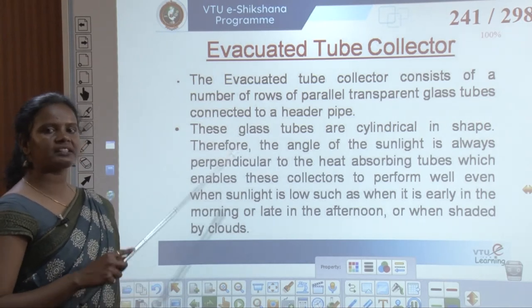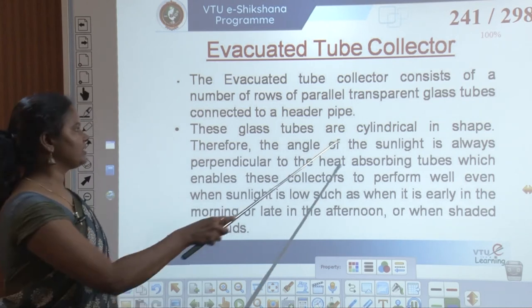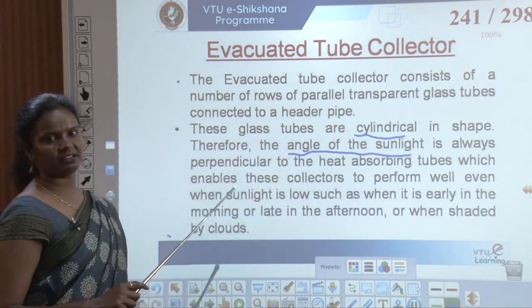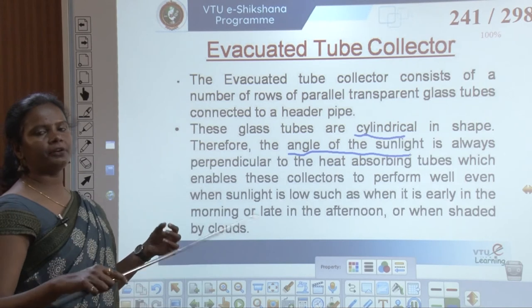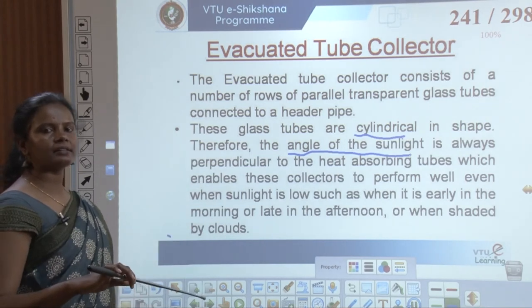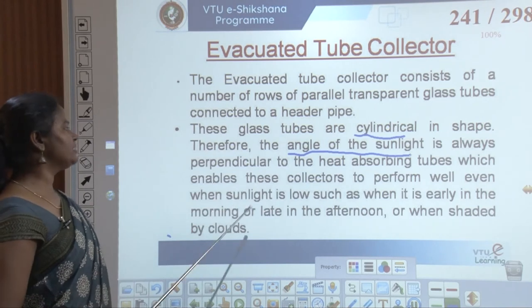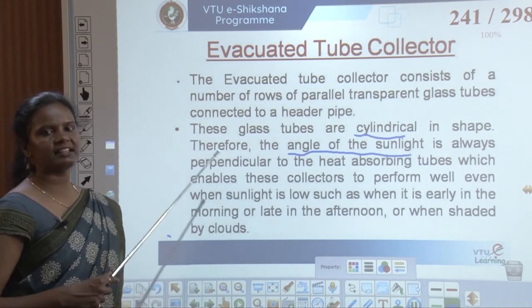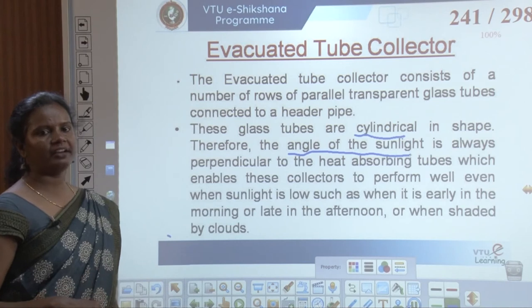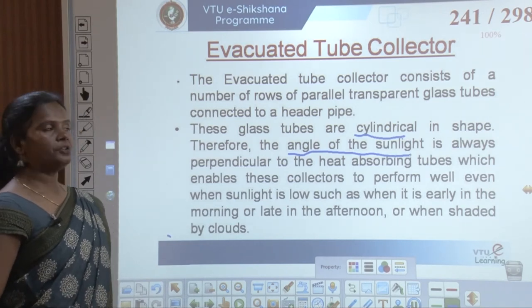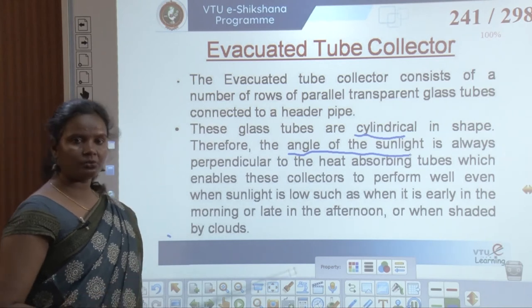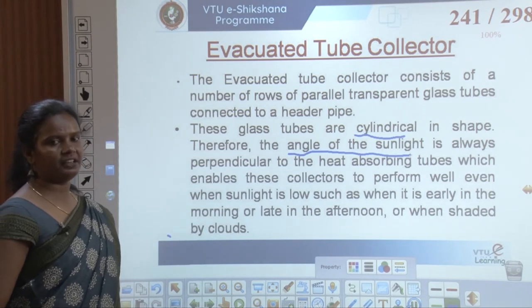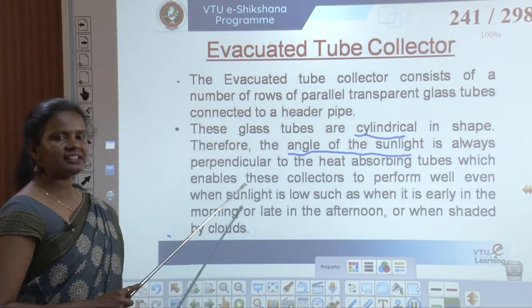These glass tubes are cylindrical in shape, therefore the angle of the sunlight is always perpendicular. When they are cylindrical, all the points get perpendicular sunlight to the heat absorbing tubes, which enables these collectors to perform well even when sunlight is low, such as early in the morning, late in the afternoon, or when shaded by clouds. So even in the rainy season, even in clouds, where no direct sunlight is available, this performs well.